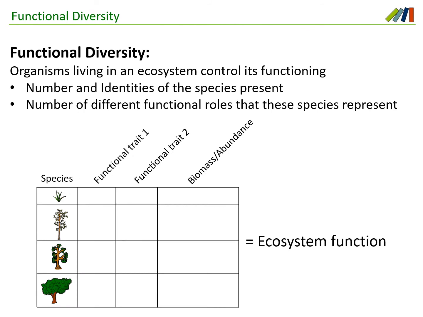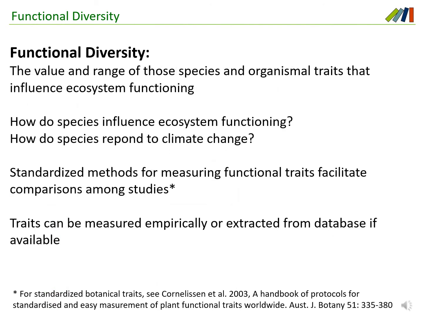Functional diversity is the value and range of those species and their traits that influence ecosystem function. Think of it as functional traits across all the various species in a community, scaled by their contribution to the overall community. Altogether, this adds up to ecosystem function. So we can look at the various species in a community and their contributions to ecosystem function today, or we can make predictions on how ecosystem function might change as the organisms making up that community change in both kind and abundance.